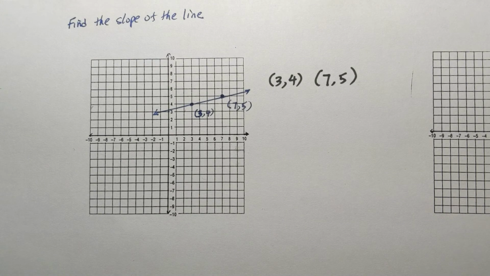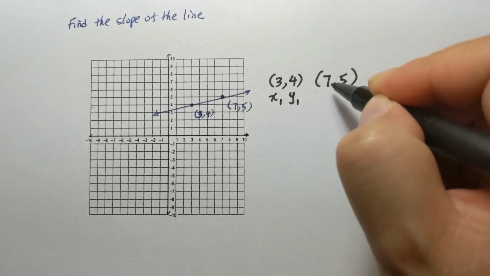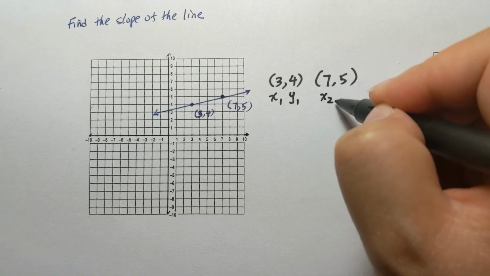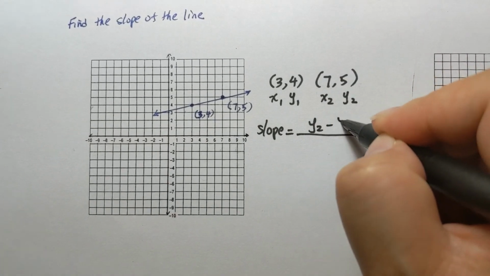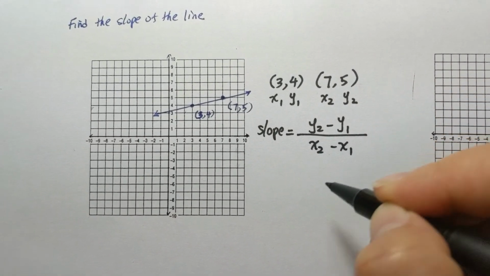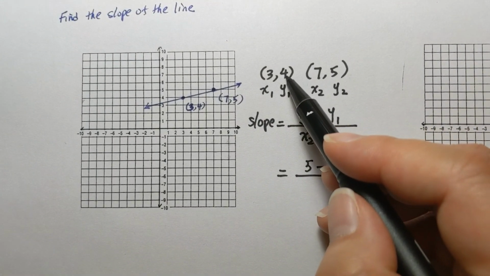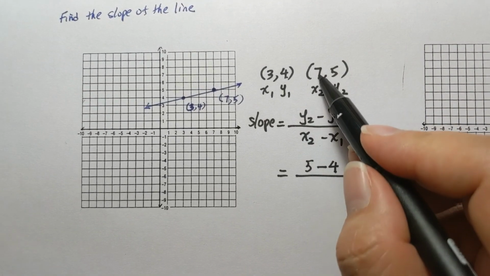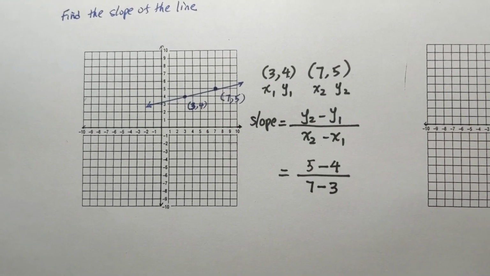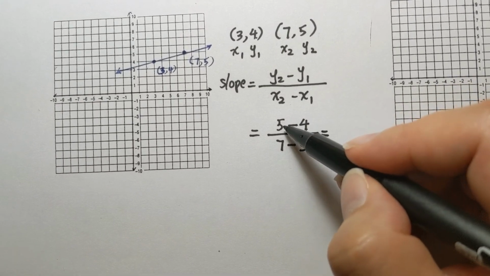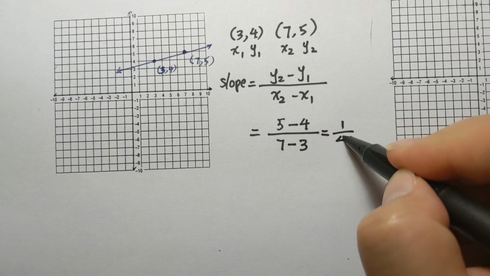Okay, so let's go over this question. The first point, 3, 4, we call x1, y1. Then the second point, we call x2, y2. So the slope equals y2 minus y1 over x2 minus x1. Now we're going to do substitution. y2 is 5, so 5 minus 4. x2 is 7, so 7 minus 3. Now we are going to do subtraction. 5 minus 4 is 1, and then 7 minus 3 is 4.